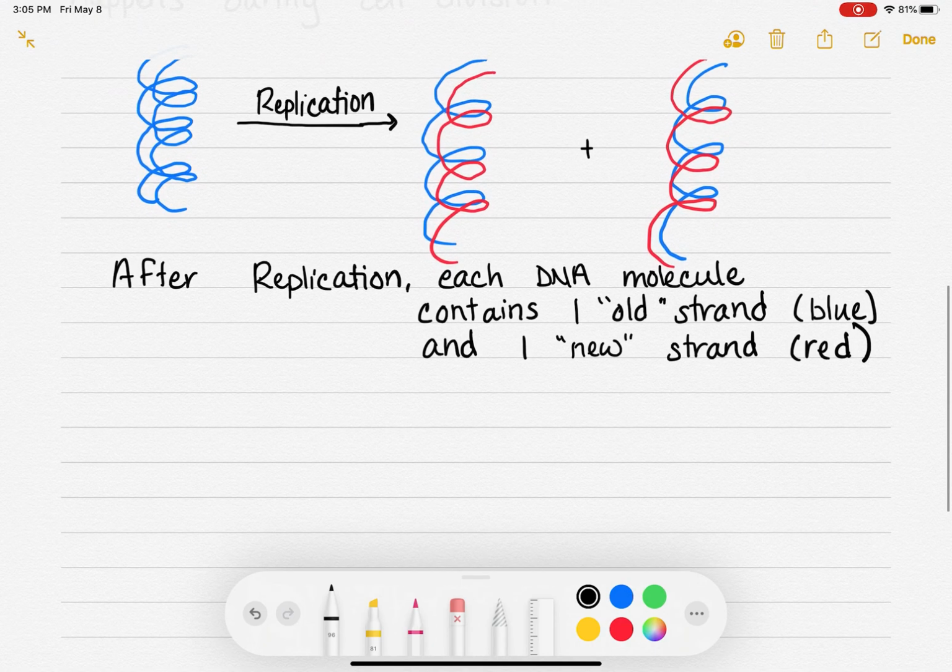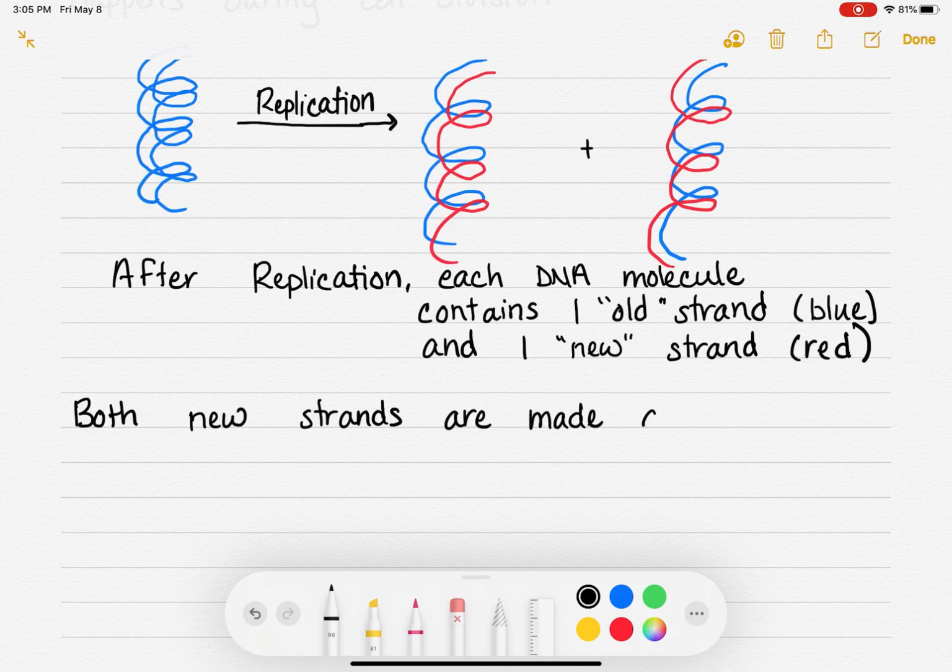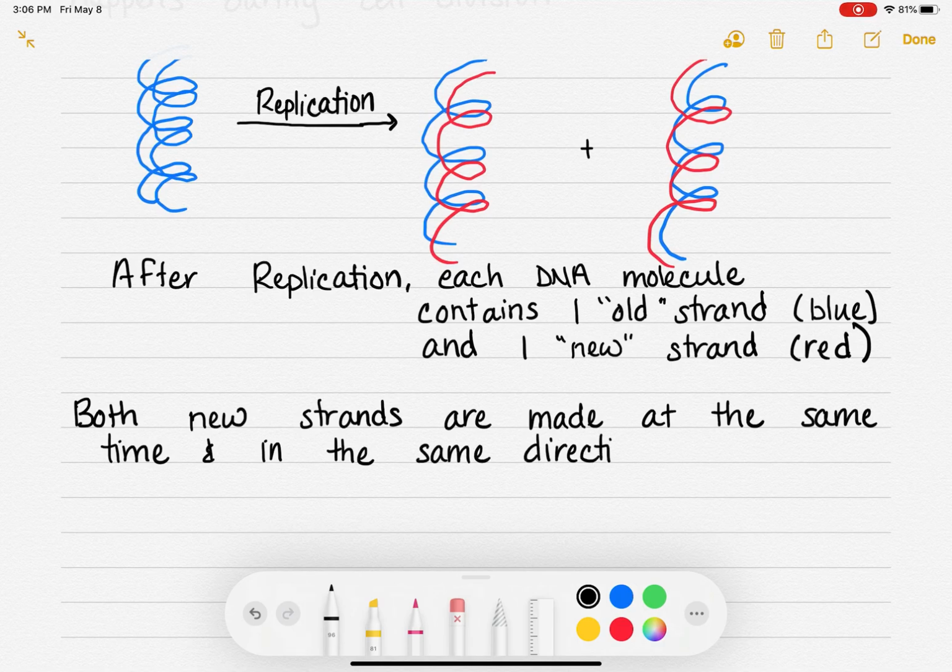The new strands, as they are synthesized, are both synthesized in the same direction. And they're also synthesized at the same time. So they're made at the same time and in the same direction. The direction that they're synthesized in is starting at the 3' end and moving to the 5' end.